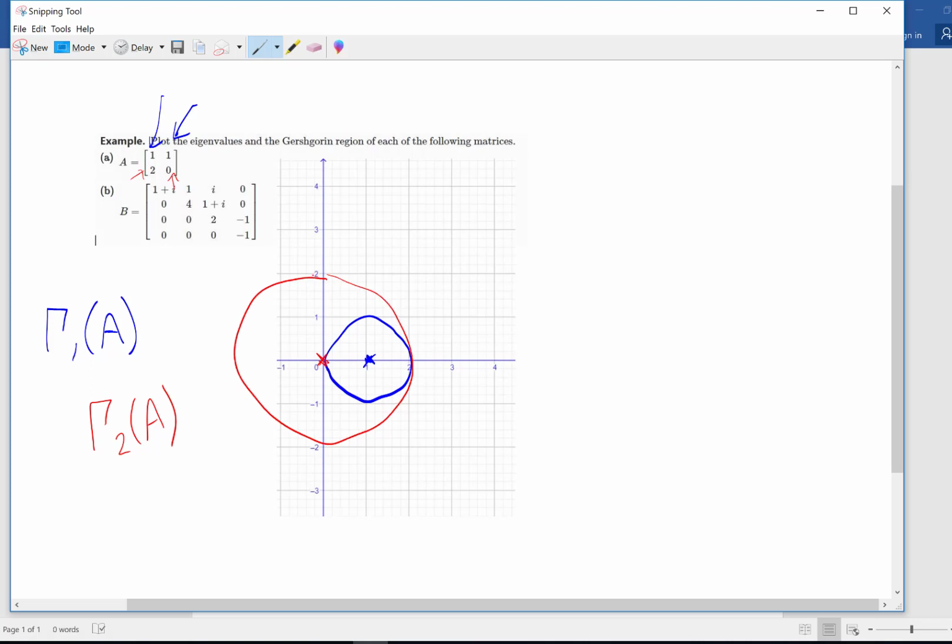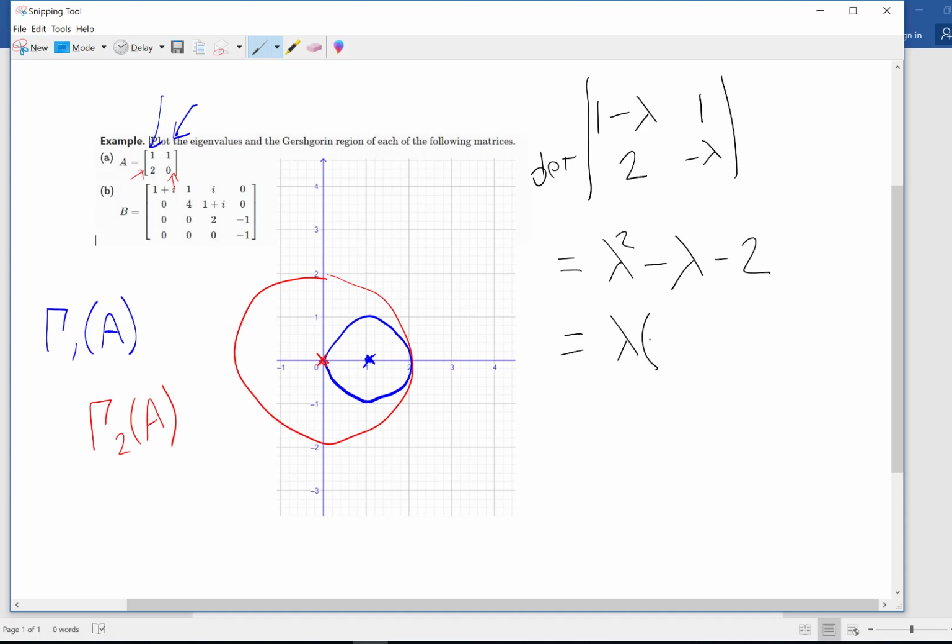Okay. Now I didn't compute the eigenvalues yet of this matrix, although it's pretty easy to do, right? So if I wanted to take the characteristic polynomial, I would take the determinant of the matrix 1 minus lambda, 1, 2, and 0 minus lambda, right? Because this is going to give me the characteristic polynomial. Negative lambda times that gives me lambda squared minus lambda, and then I need to subtract the 2. And so this factors pretty nicely. It's lambda minus 2 times lambda plus 1.